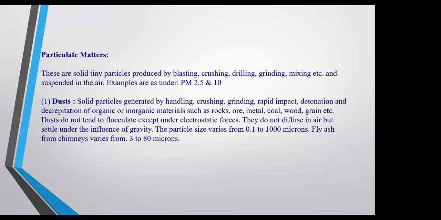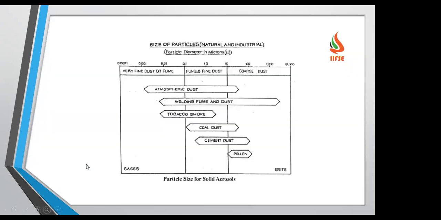ఇవి వచ్చేసి మనకి డస్ట్ అంటే తెలిసిందే, ఏదైనా యాక్టివిటీ రబ్ చేసినప్పుడు కానీ, స్వీపింగ్ యాక్టివిటీ చేసినప్పుడు కానీ, క్లీనింగ్ యాక్టివిటీ చేసినప్పుడు కానీ ఈ డస్ట్ అనేది జనరేట్ అవుతూ ఉంటుంది. This particle varies from 0.1 to 1000 microns. And if you see the size of the particle, which will vary from gas to grit, grit means solid particle. See here, it is in microns from 0.001 to 10,000 microns.